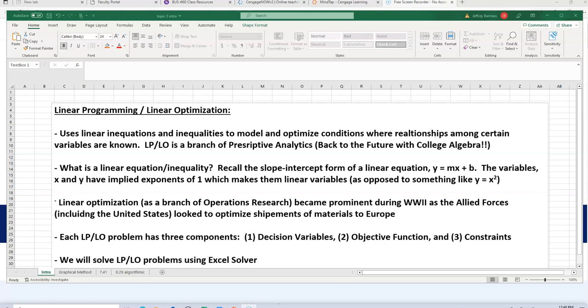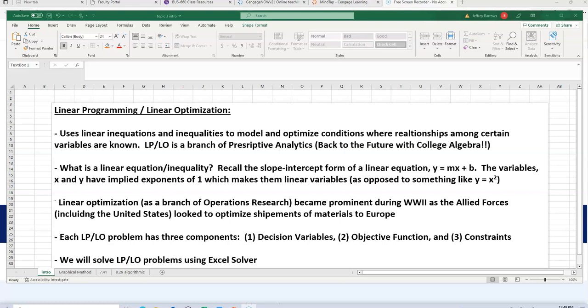It uses linear equations and inequalities to model and optimize conditions where relationships among certain variables are known. And that's a key aspect of linear programming, where you have relationships between variables that are known. This is a branch of what we call prescriptive analytics. We're going to be prescribing solutions because we do know the relationships between variables. And I left a little comment here. This is really back to the future with your college algebra. So again, this is all about using linear equations and inequalities to model conditions and solve some really difficult problems in any sort of industry.